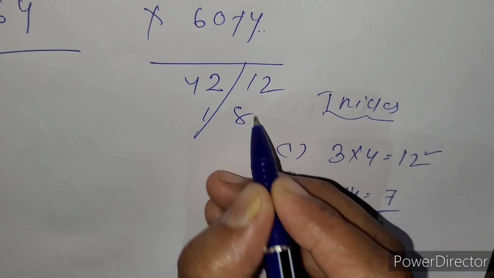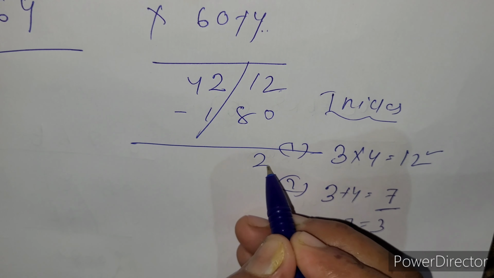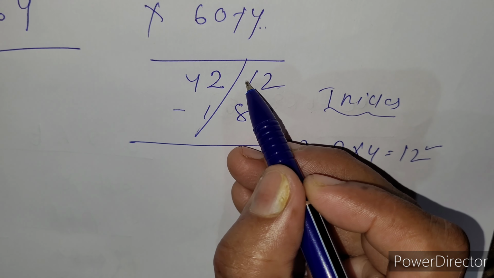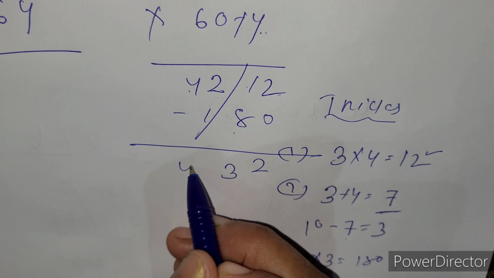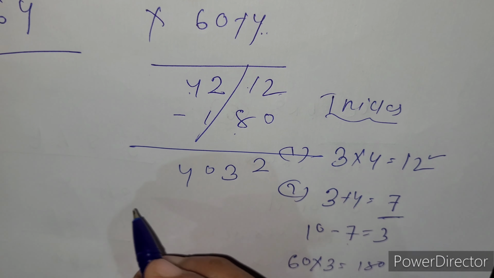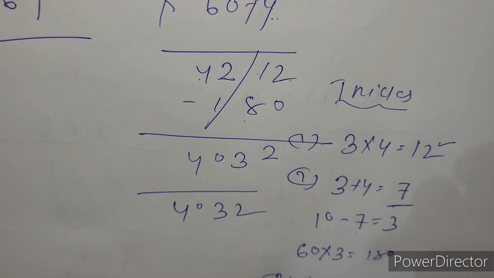180, 2, 1 carry. 30, 11, and 11 with 3 makes 41, then 41 minus 40. The answer is 4032. Okay.